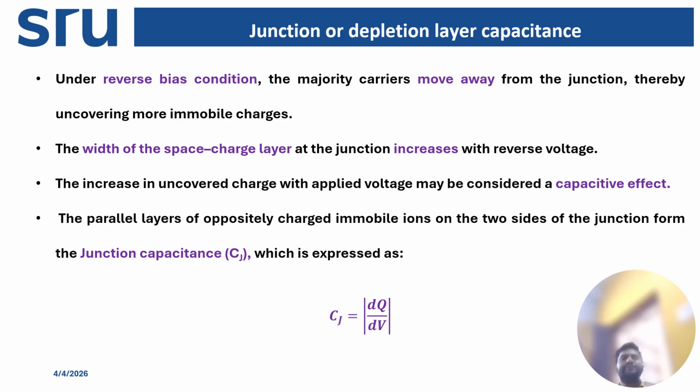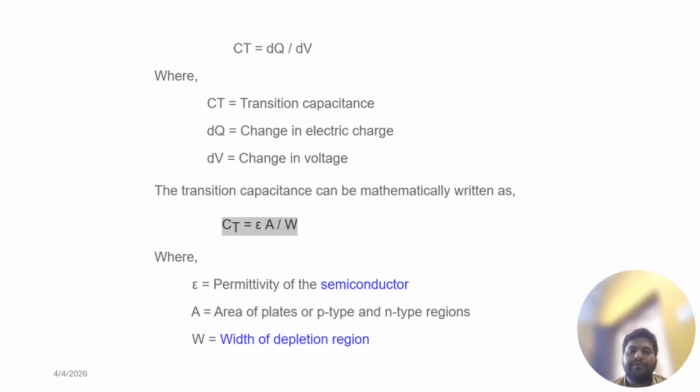More accurately, Cj is inversely proportional to the square root of the sum of the applied voltage and the built-in voltage. So V is the applied voltage and V_bi is the built-in voltage.